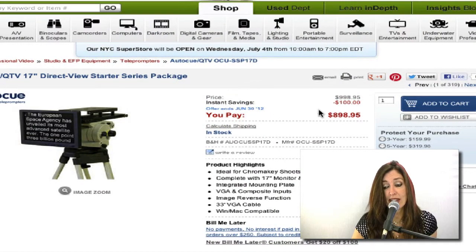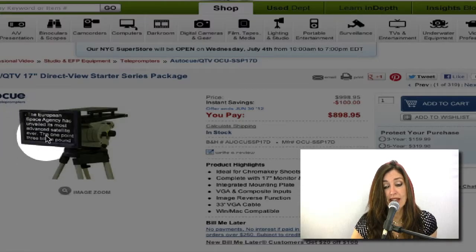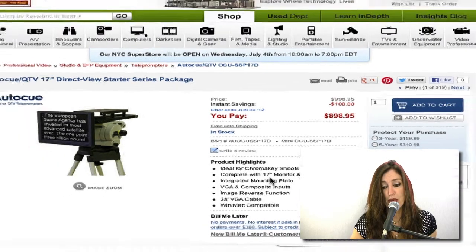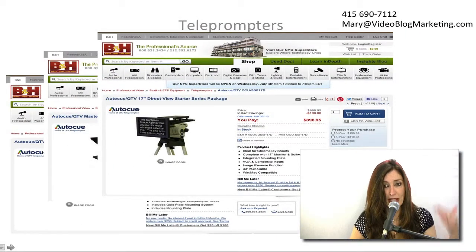So the other kind that's a little bit cheaper actually has it so that the script is below again, scrolling below. And this one comes with a 17-inch monitor. So it's pretty big, but it's below the camera lens again, which kind of bugs me.